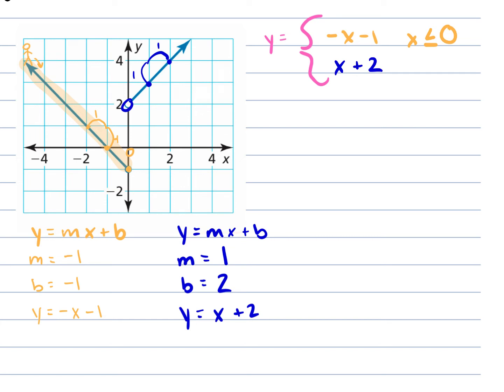Now we need to write our restriction. So where does my graph stop? 0. So are we talking about values that are greater than 0 or less than 0? Greater. We're talking about x values that are greater than 0. So x is greater than. Is it just greater than or equal to? Just greater than, because it's an open circle. Awesome.